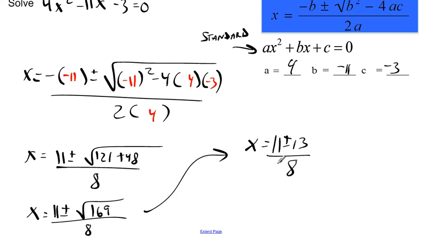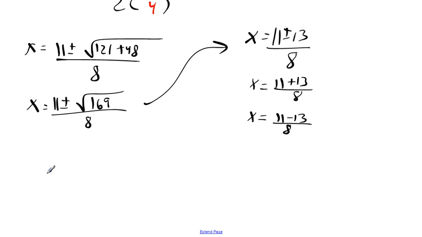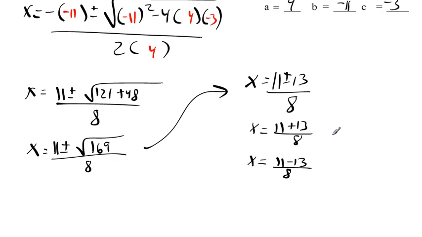Okay, now this again is the notation that we use to represent both answers in one statement. But we probably want to write out the 2 separate answers. Okay, so what are the 2 separate answers here? Well, one of them is 11 plus 13, all over 8. And the other is going to be 11 minus 13, all over 8. Let me just scroll down there a little bit.